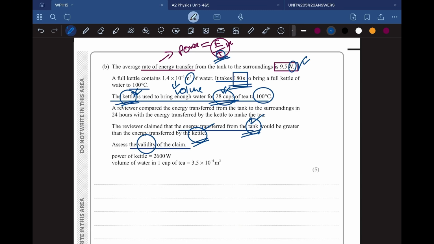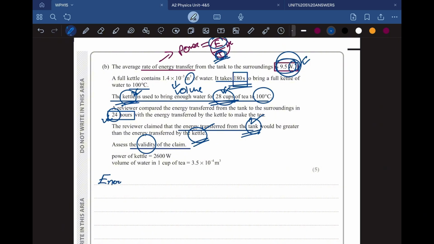Now we know power is equal to energy divided by time taken, right? So the power is given as 9.5 watts. And did they give the time? A reviewer compared the energy transfer from the tank to the surroundings in 24 hours. So the time taken was 24 hours. They have given us the power as 9.5 watts and they are doing this experiment for 24 hours. So we have got the time as well. So the energy transferred can be figured out easily for the tank by multiplying the power by time.